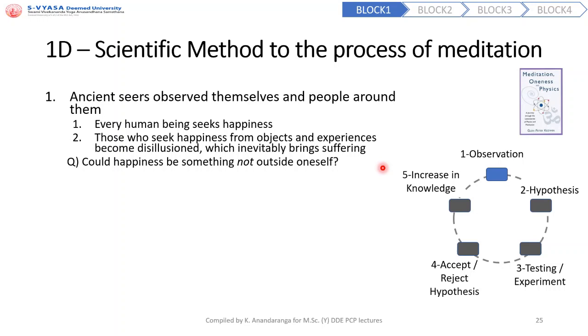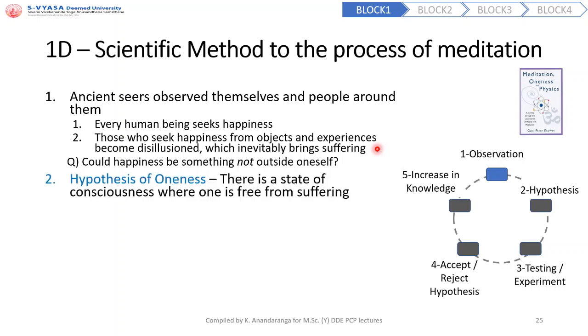So he brings up the question. So this observation begets a question. He says, could happiness be something not outside oneself? Because that's what he has observed from the prior points. So he comes up with this hypothesis of oneness. He's saying that there is a state of consciousness where one is free from suffering, because there is the other state that people are in, which definitely does not provide this feeling of oneness. So there should be a feeling free from suffering realm that one should be able to reach.